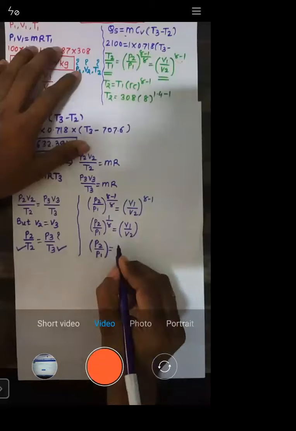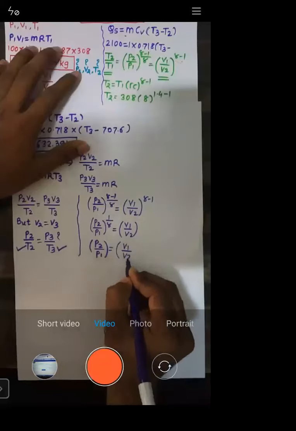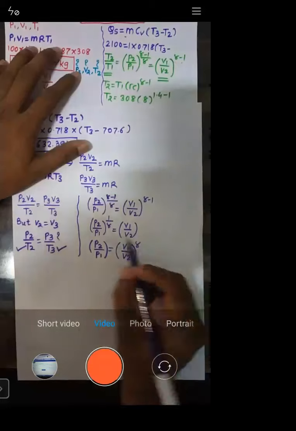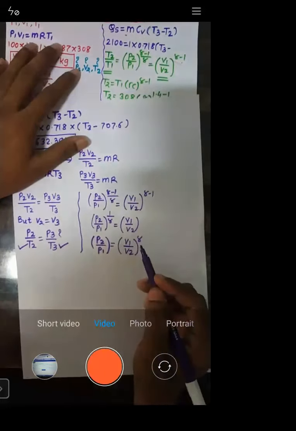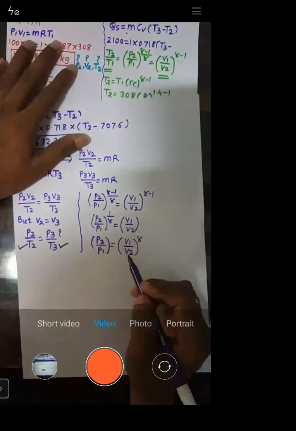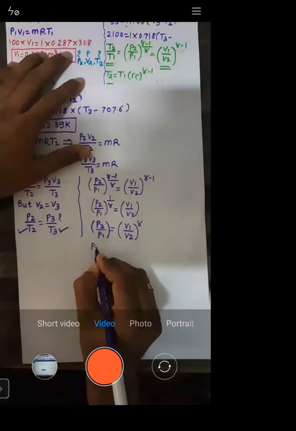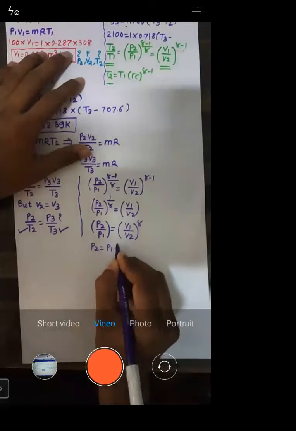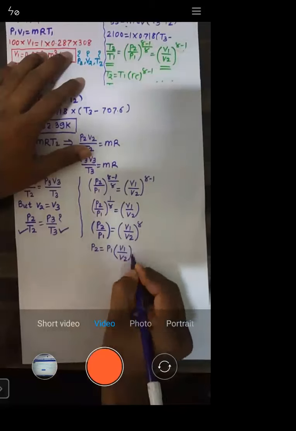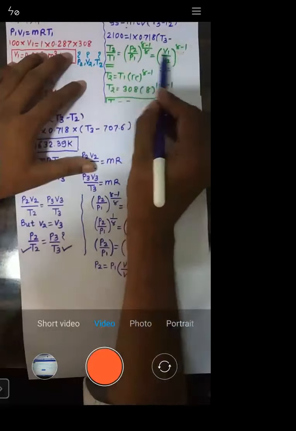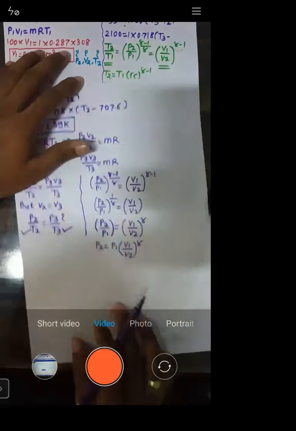P2 by P1 is equal to V1 by V2 raised to power gamma. When we bring this 1 by gamma here, it becomes gamma. So P2 by P1 is V1 by V2 raised to power gamma. Now how will you get P2? So P2 is equal to P1 into V1 by V2 raised to power gamma. You can equate either these two or these two, not a problem.